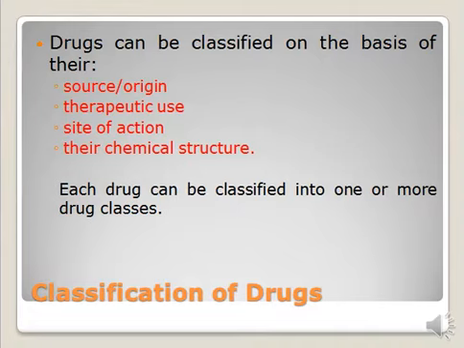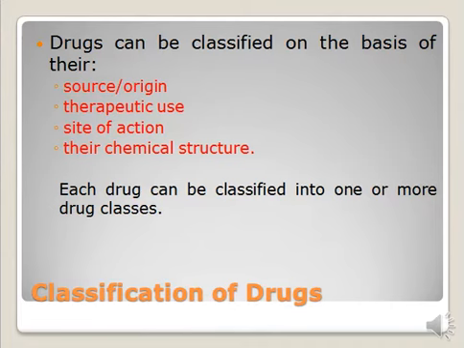For example, if a drug is placed in a certain category on the basis of source of origin, then on the basis of site of action it can be placed in another category as well, right? And on the basis of chemical structure it can also be a member of some other category. So each drug can be classified into one or more of these classes.